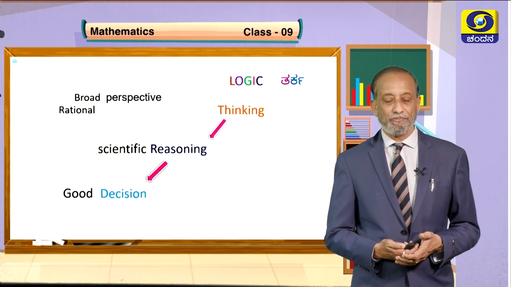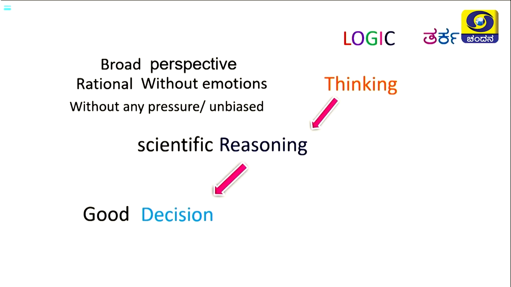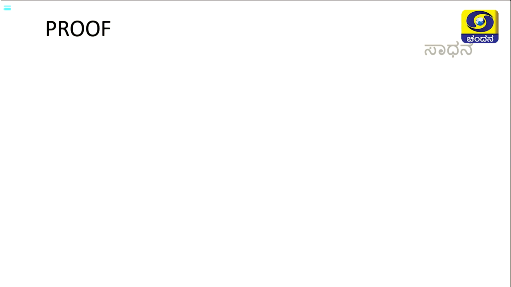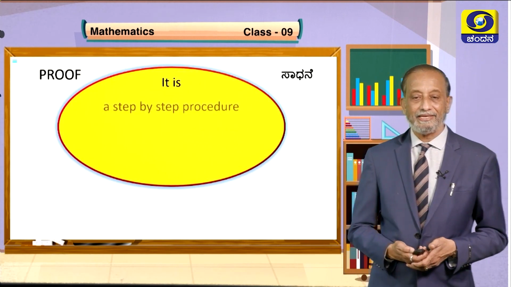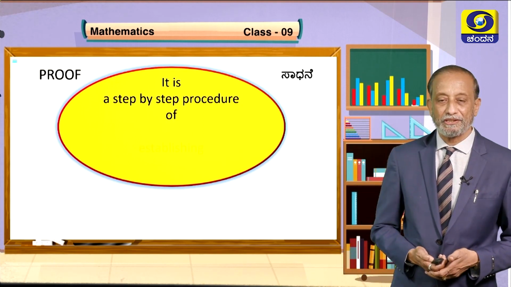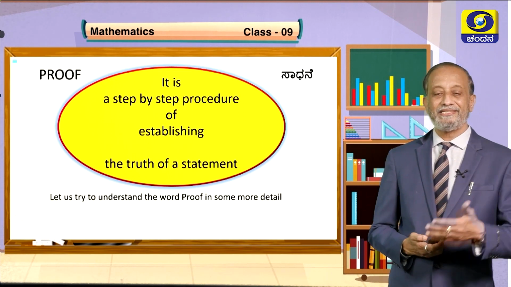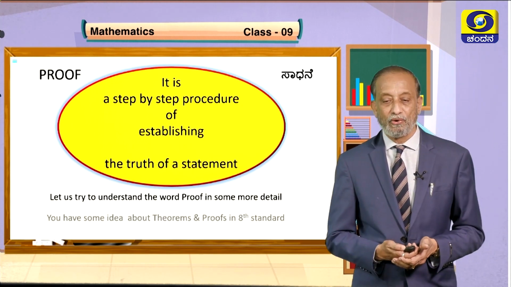So, thinking has to be always rational, without emotions, without any pressure, or unbiased. Then the decisions we are going to take will always be excellent decisions. So, having understood the meaning of logic, let us now understand the word proof. Okay? Proof. What is meant by proof? It is a step-by-step procedure of establishing the truth of a statement, the validity of a statement. Okay. Let us try to understand the word proof in some more detail.